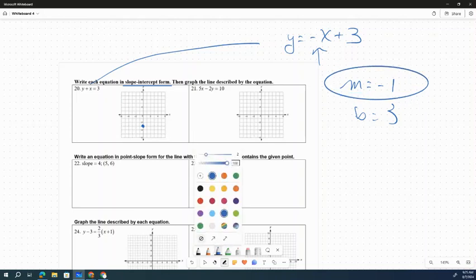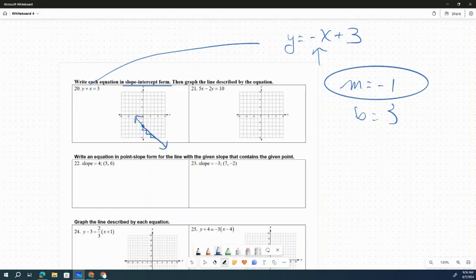So with that being said, I'm going to go down 1 and over 1. Down 1 and over 1. Then I'm going to connect these points. I hope that makes sense. And now this one, of course, get y by itself, same idea.